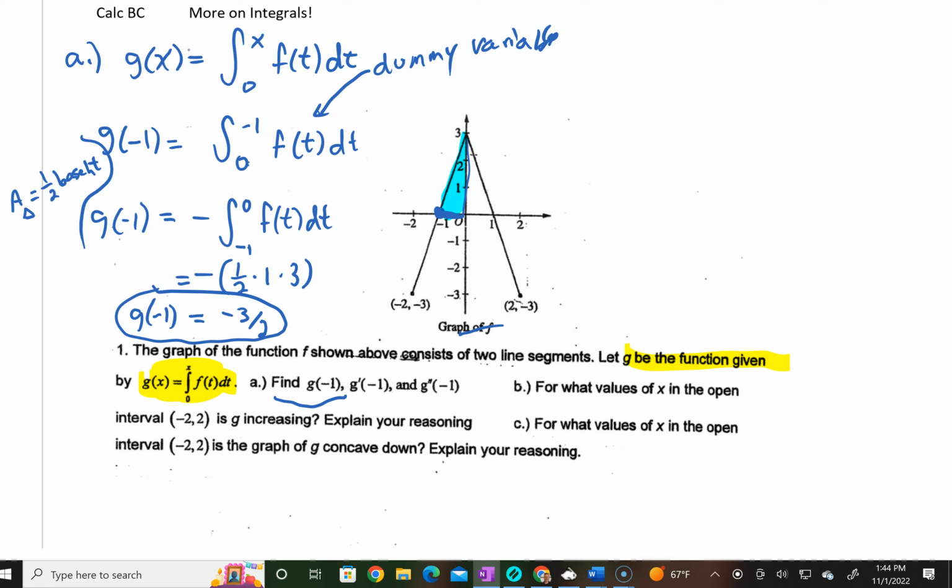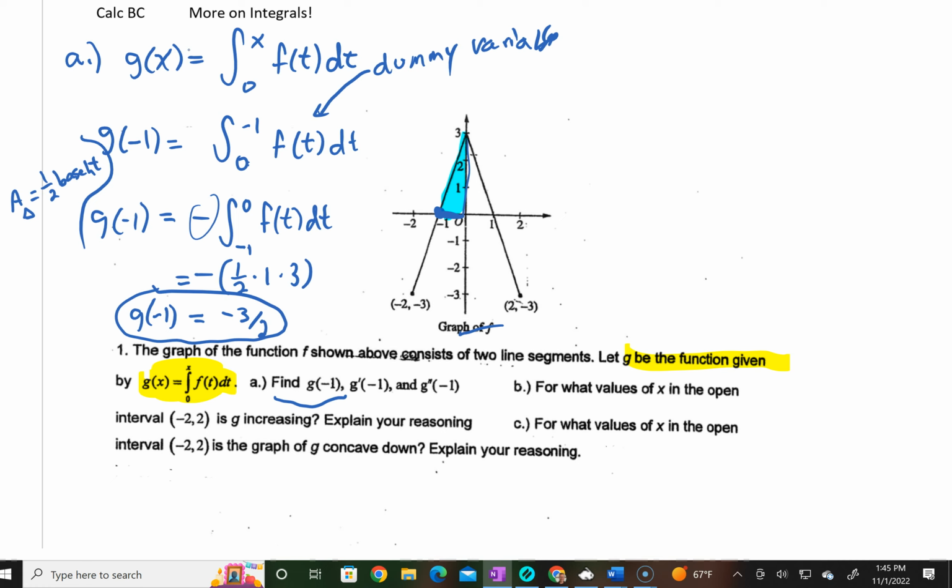By the way, if area is ever below the x-axis, what do we have to do? Make it negative. So, there are two negative ideas that come into play here. We flipped our bounds and we pulled a negative out.